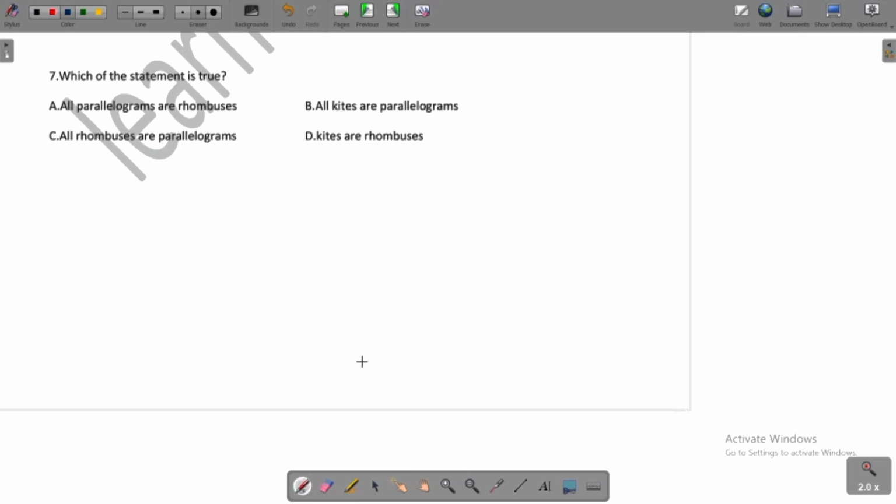This first one says that all parallelograms are rhombuses. The second one says that all kites are parallelograms. And the third one says that all rhombuses are parallelograms. And the fourth one says that kites are rhombuses.